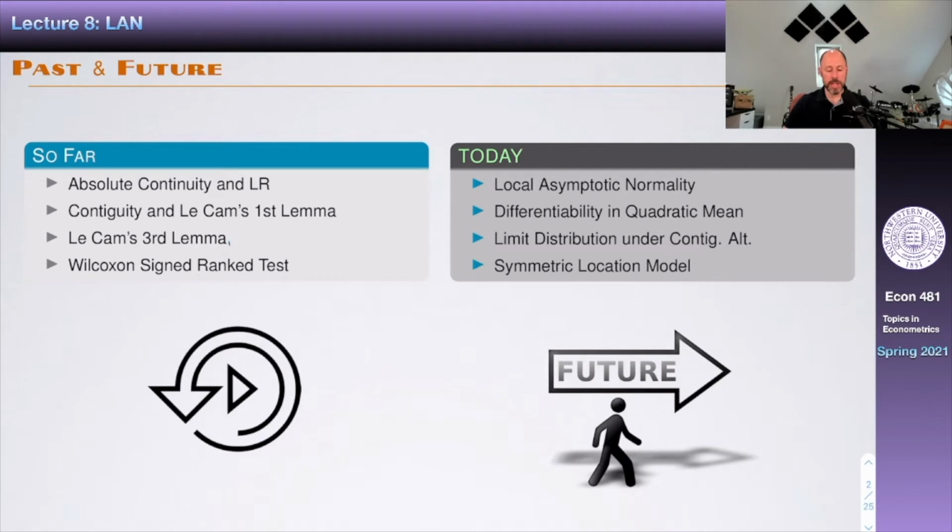And then we talked about Le Cam's third lemma, which looked very powerful, and provides limiting distributions under contiguous alternatives. But when we applied this lemma to the Wilcoxon sign rank test in the symmetric location model, we saw that it was difficult to apply without knowing the behavior of the log likelihood ratio, so we just assumed normality at that point. Today, we're going to go back to that and ask, what if we don't assume normality? What can we do?